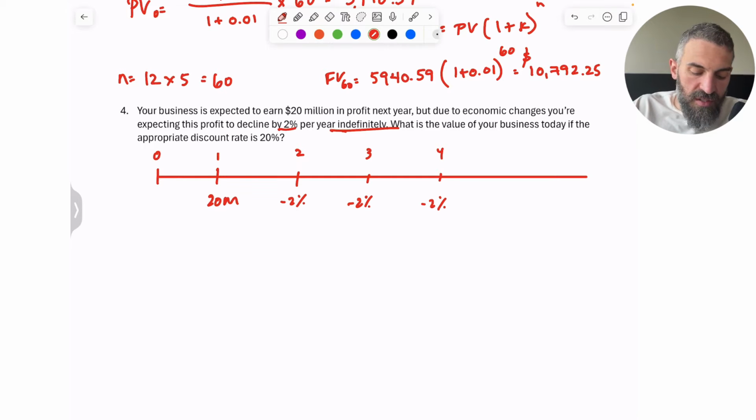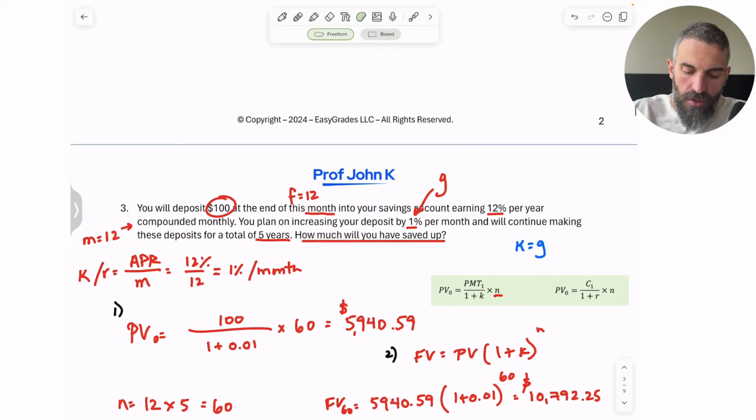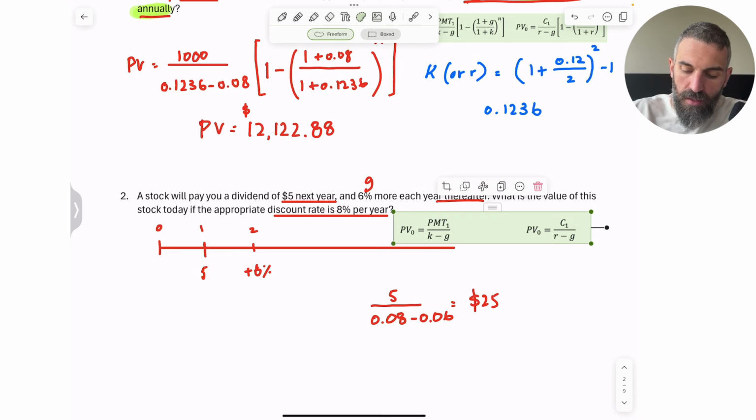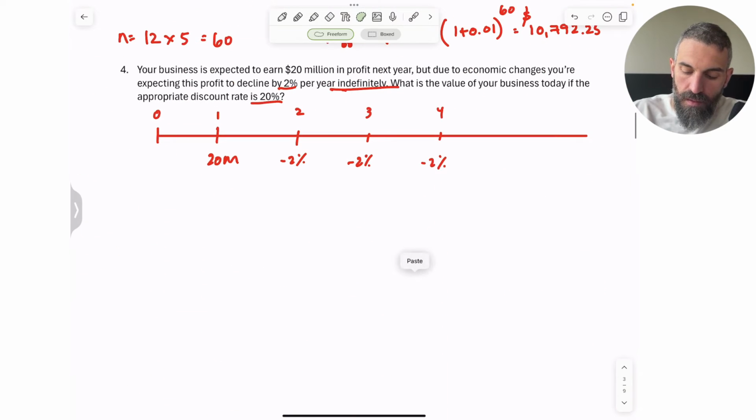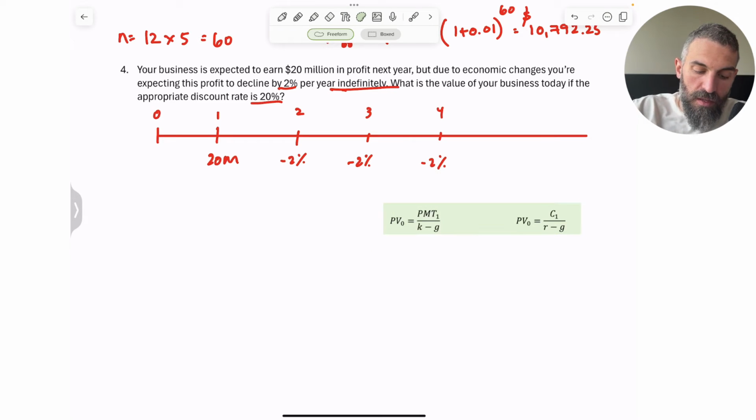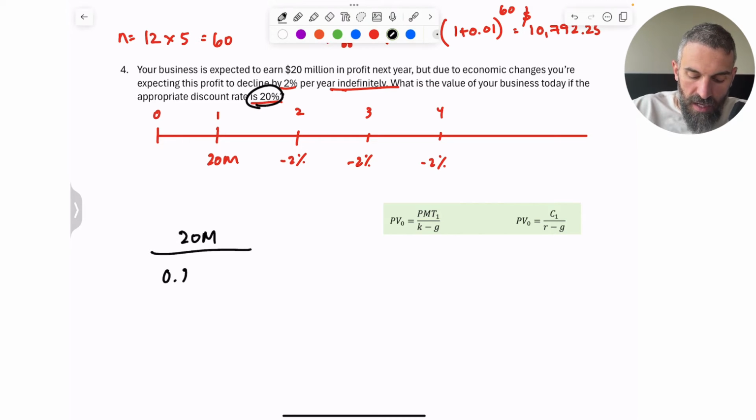What is the value of your business today if the discount rate is 20%? So that's your rate. The point of this exercise is to show you that whether the growth rate is positive or negative, you treat it exactly the same. So since this is a perpetuity, I'm still using my perpetuity formula. Okay, the first payment is 20 million. I'll just put 20 with an M over my rate, which is also 20%, minus my growth rate.